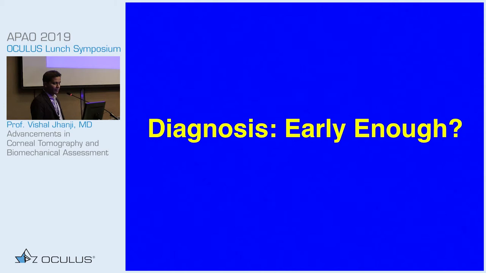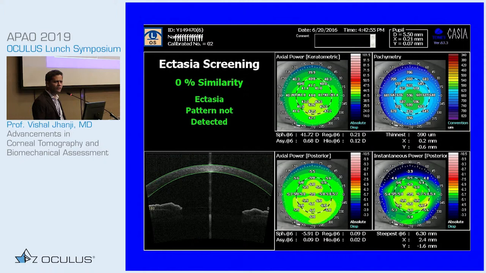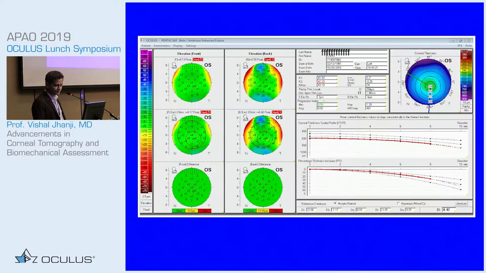But is the diagnosis, whatever we're doing, early enough? Let's look at this case. This is an anterior segment OCT image. You can look at the K values, 42.1 and 41.6, with an average K of about 41.9. Corneal thickness at the apex is about 596 microns, so a fairly normal-looking cornea. There's an ectasia screening program available in different machines, and some anterior segment OCT units have it. You can see there's a 0% similarity if you look at this image. And this is the Pentacam of the same patient. K1 is 41.5, K2 is 42.2, and Kmax is 43.1.